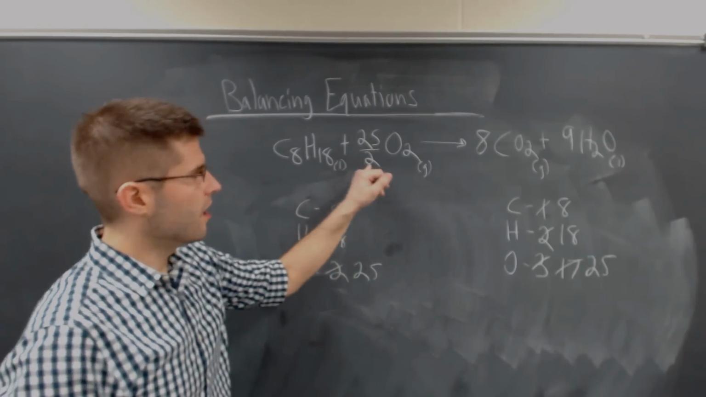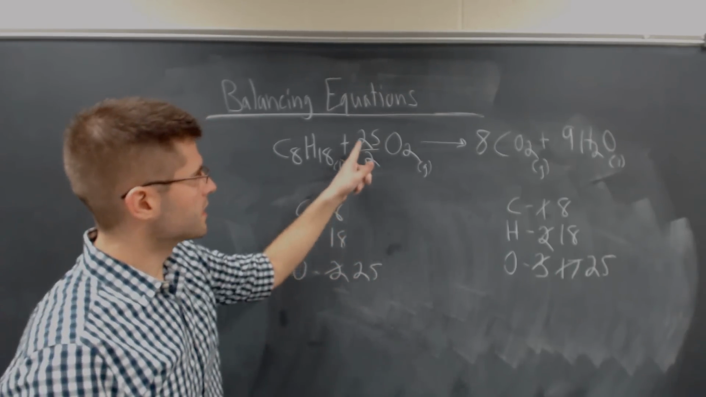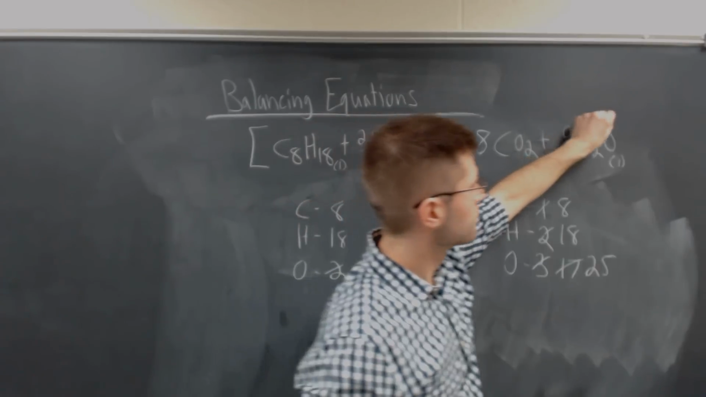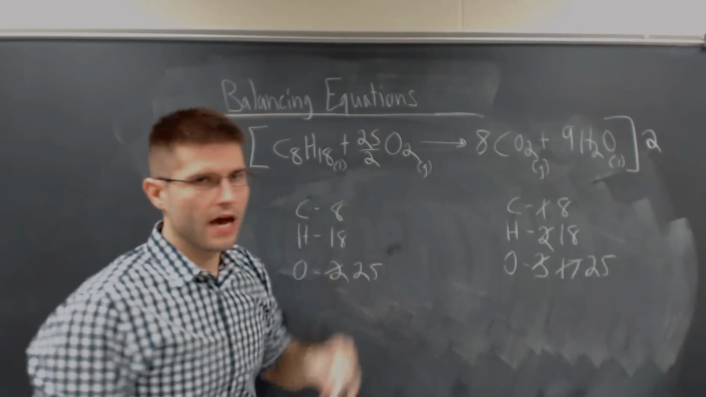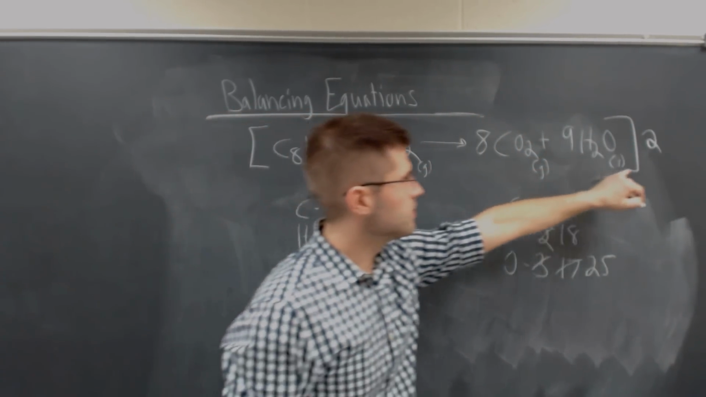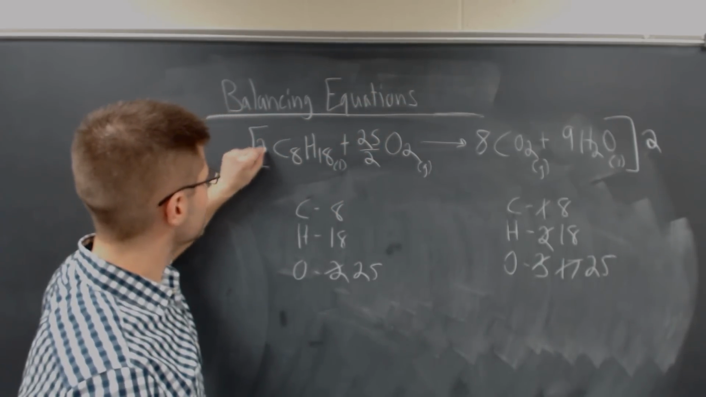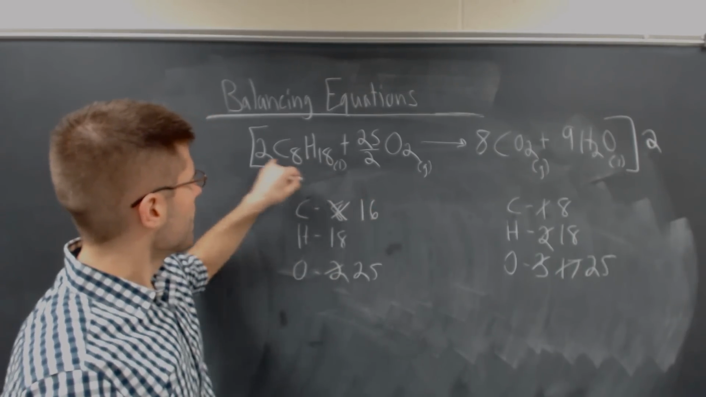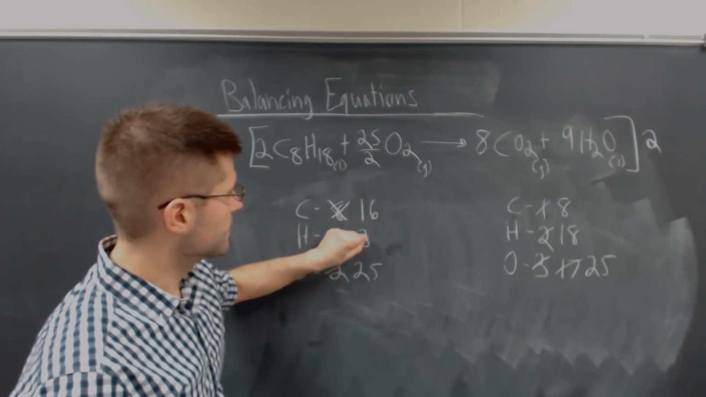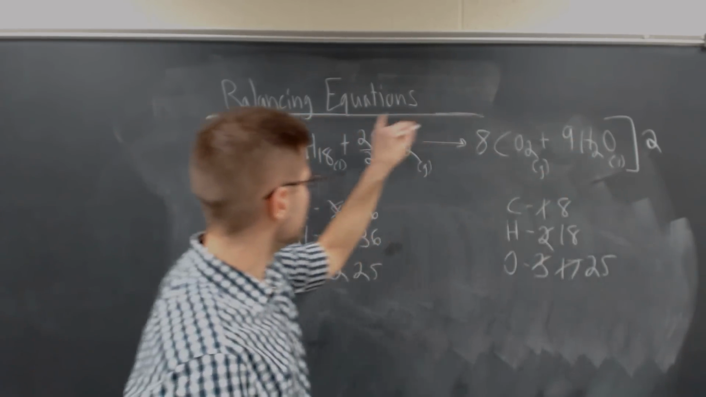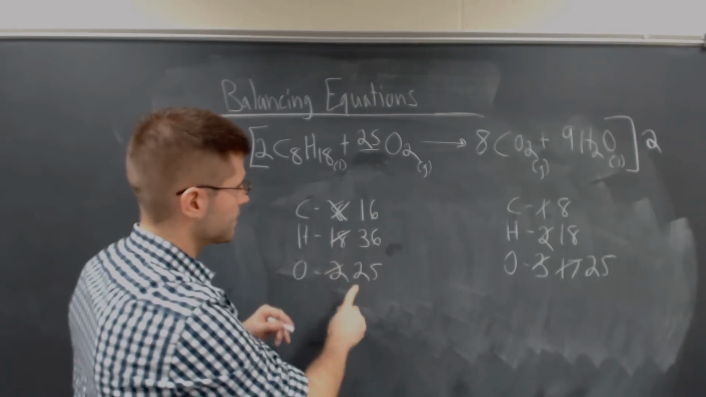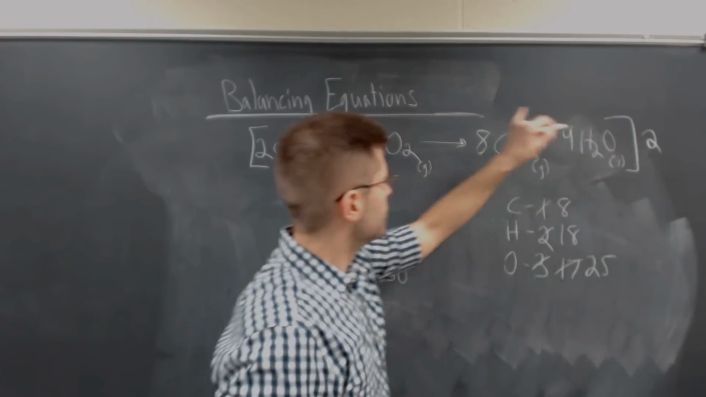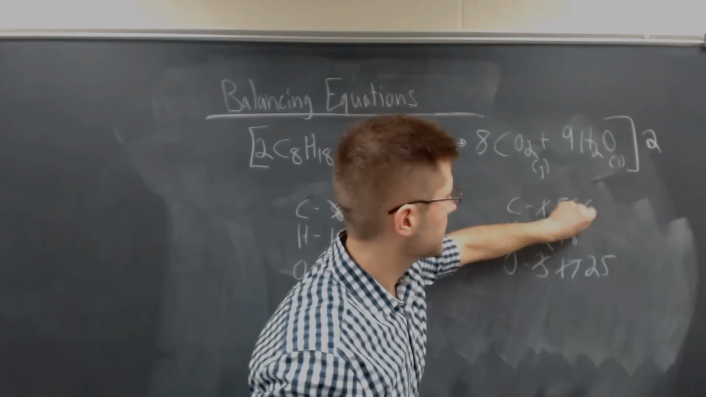However, this is an ugly equation for general chemists. We want to have whole numbers here. So what I can do is multiply the entire equation by the denominator. So now this 2 is distributed, so now I have 2 here. The 8 gets turned into 16. 18 times 2 is 36. The 2 gets distributed here. This goes away. I now have 50 oxygens. The 2 gets distributed here.